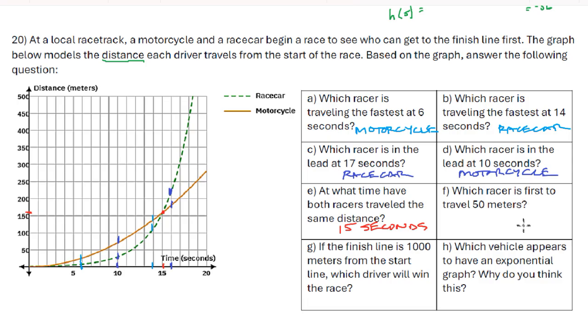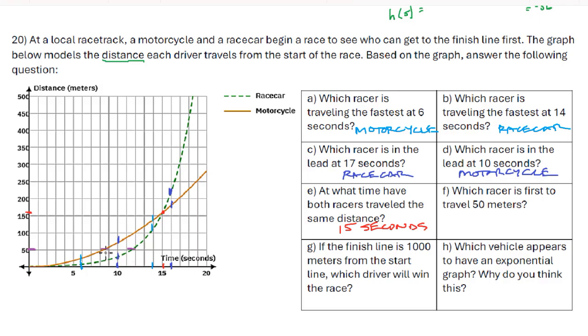Letter F, which racer is first to travel 50 meters? Let's change that to a different color. Which one is first to travel 50 meters? Well, I'm going to go ahead and make a mark at 50 meters right here. And you can see at 50 meters, it took the solid line, which is the motorcycle, about 8.5 seconds to get to 50 meters. It took the race car, if you look at 50 meters right here, maybe like 12.5 seconds.